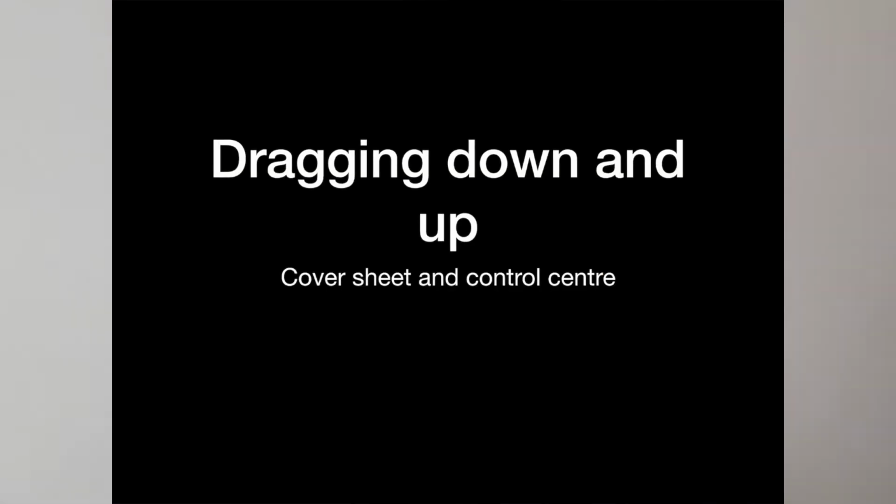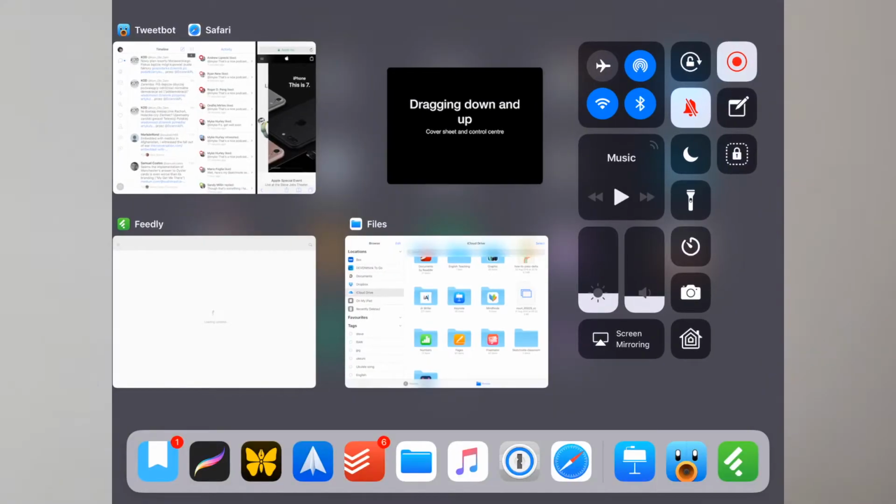The next set of features that I want to focus on are the ones that you get from sliding up from the bottom and sliding down from the top. So that's Control Center and also Spotlight and the new cover sheet. Control Center has changed a lot in the last few years. It keeps being updated from a single screen to multiple screens. Well, now we're back to a single screen and it's next to your multitasking pages, so you can see the other apps there.